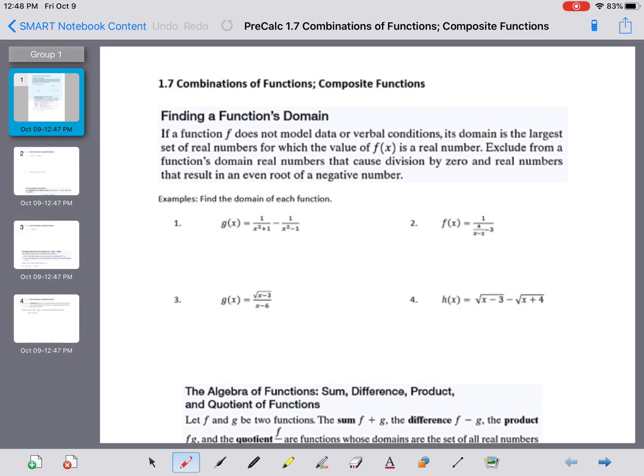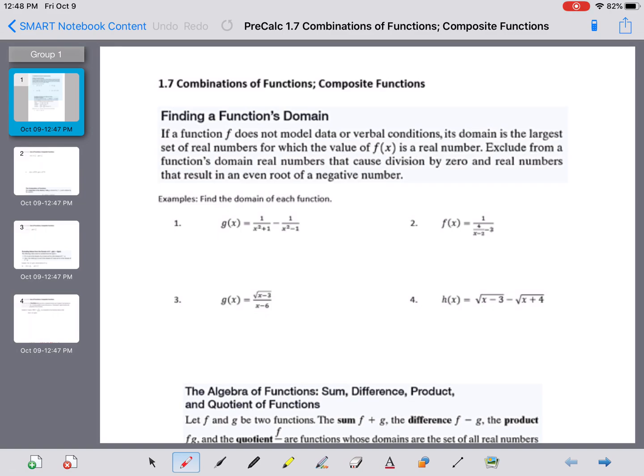Now, if you're not modeling data or real-world conditions, you usually have a domain of all real numbers, negative infinity to infinity as the interval, okay? Obviously, with real-world data, a lot of times you don't have the decimals, the points in between, because you have to have a full whole number of something. So that's a completely different idea, and we're not going to really worry about those right now.